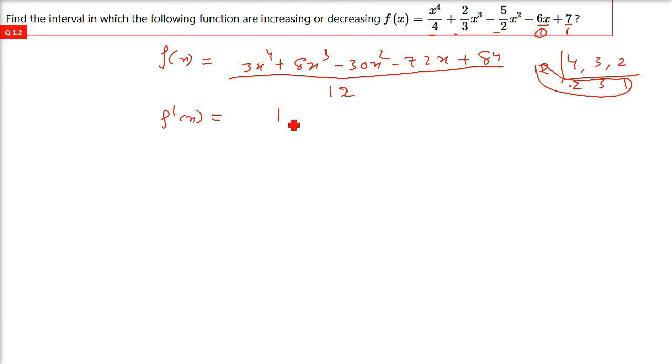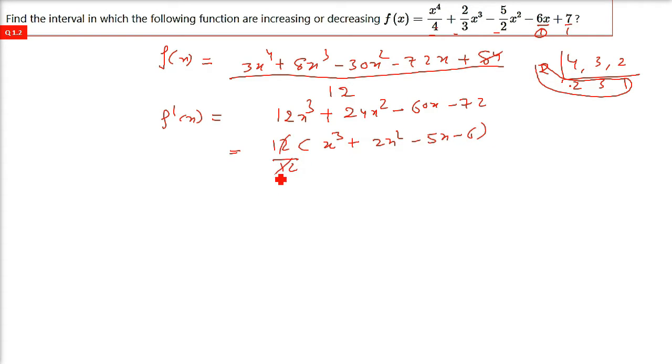We have 12x cube. I'm differentiating, so this is the differentiation result, and this is minus 72. 84 will get eliminated. So you can take 12 common from here, as we did in the previous question. When you take 12 outside, it will be x cube plus 2x square minus 5x minus 6. You have 12 in the denominator also. Now you don't have to worry about the constant because they are already cancelled.